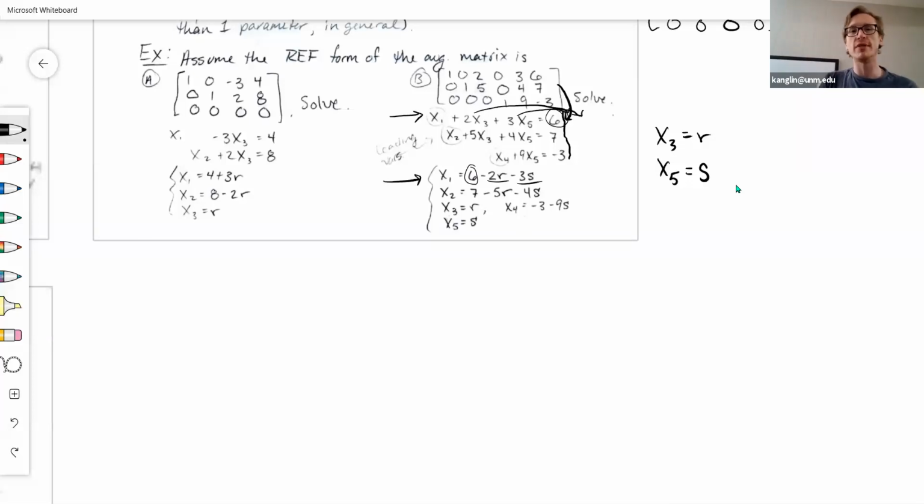x2 says just solve the same way for x2. So 7 minus 5x3 minus 4x5. That's just minus 5r and minus 4s. Same for the x3. That's easy though, it's just r. x4 we want to solve for as usual. Negative 3 minus 9x5, so 9s. And x5 itself is s.